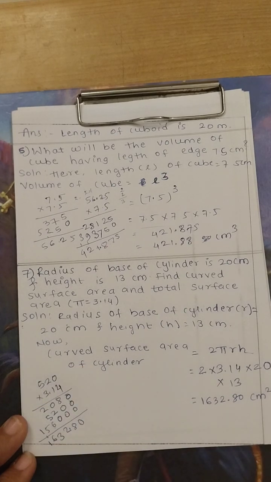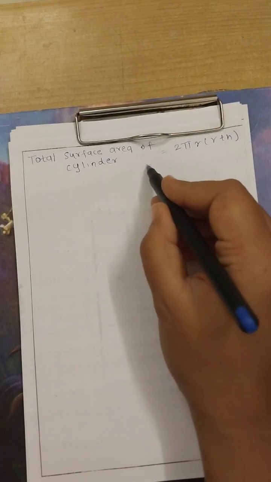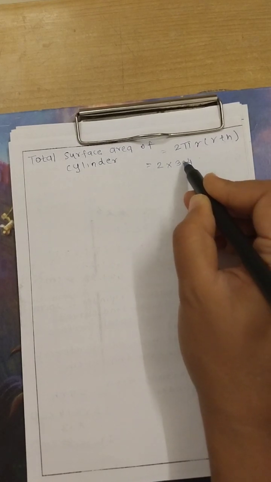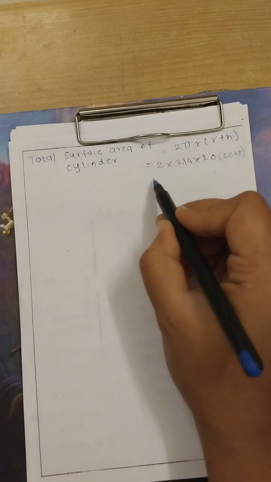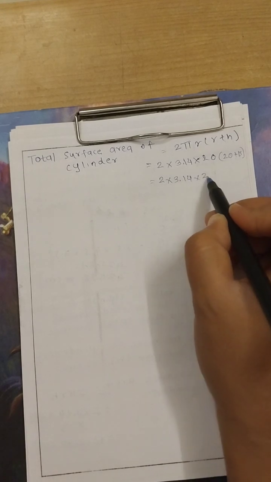Next question is total surface area of a cylinder. Write down the formula, which is equal to 2 pi r in the bracket r plus h. Substitute all the values. 2 into 3.14 into r is 20 into 20 plus 13. Are you getting?